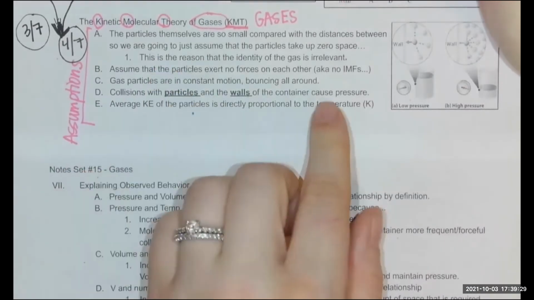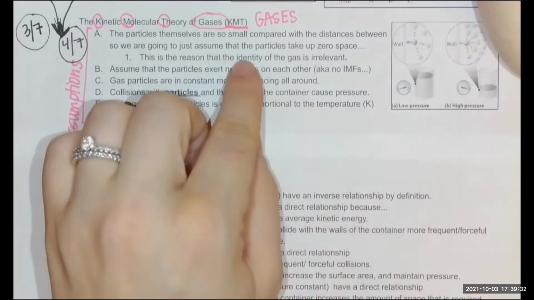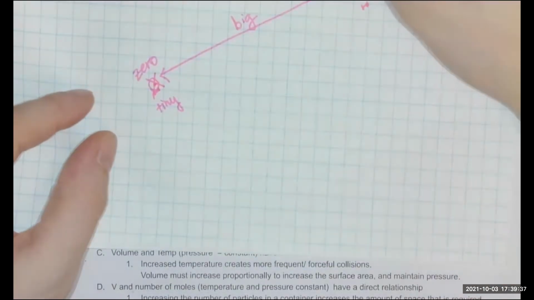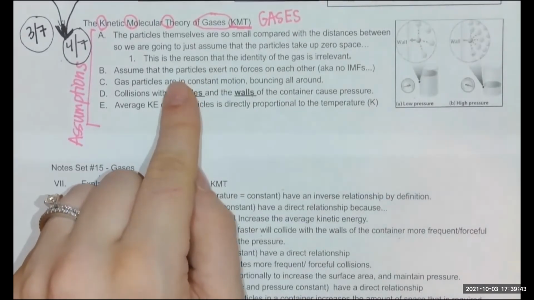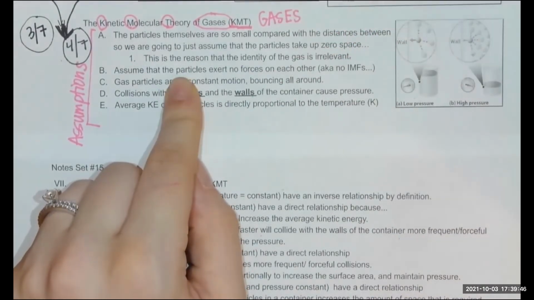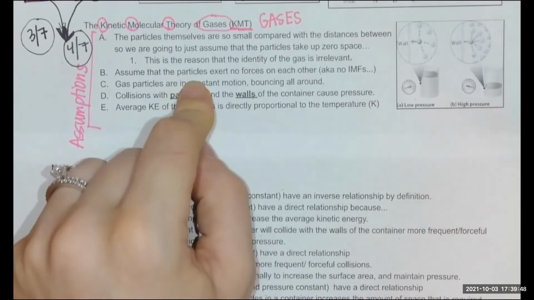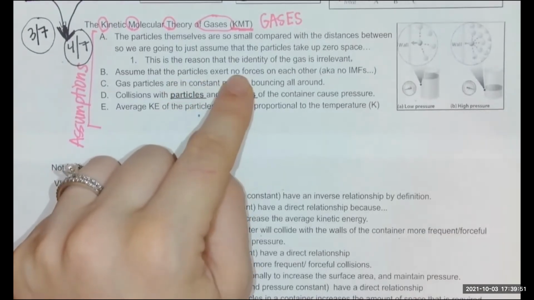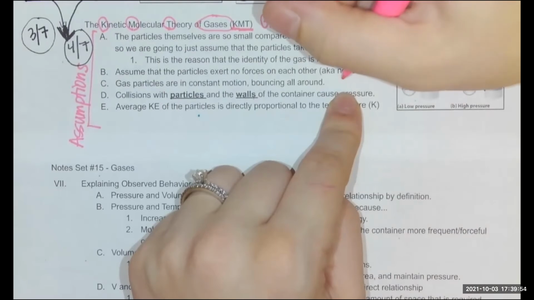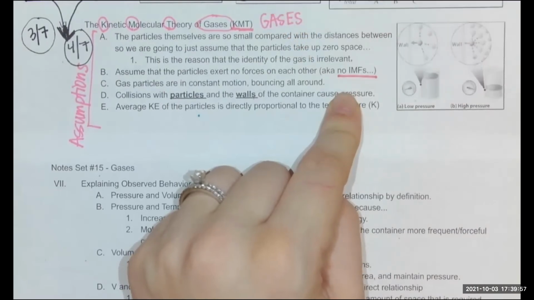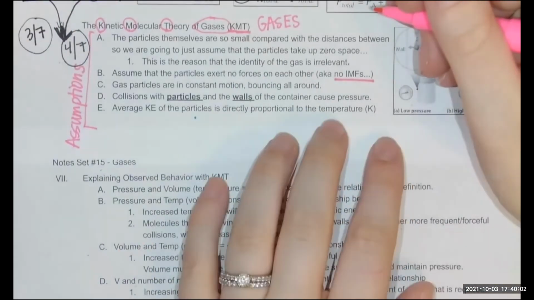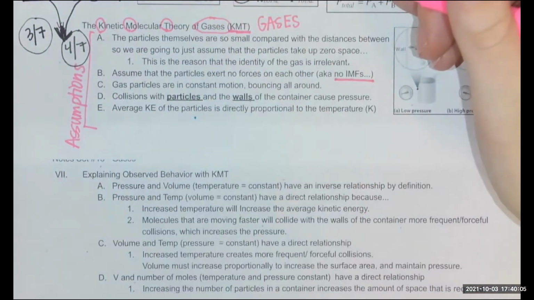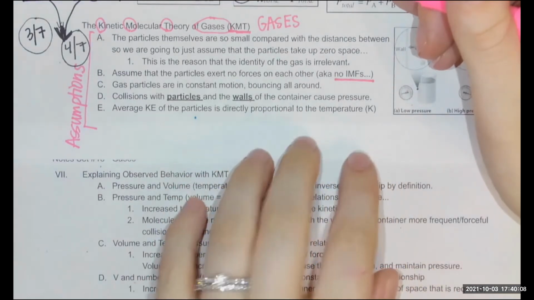This is the reason that for many of your gas calculations, it doesn't matter what the identity of the gas is, because we're assuming that their size is zero. We're also going to assume, this is a big falsehood, that the gas particles exert no forces on each other. AKA, we're making the assumption that there are no IMFs in a gas. Now, this isn't true, but these assumptions will help simplify the expected behaviors.